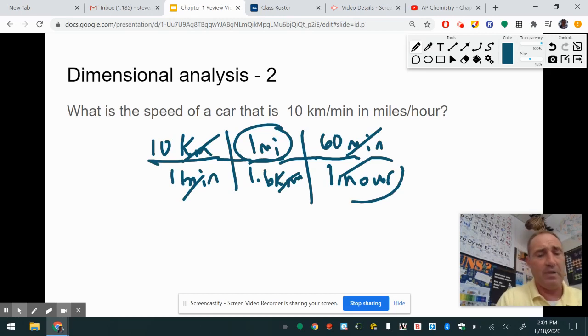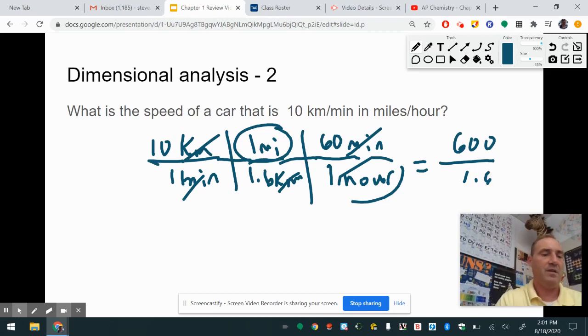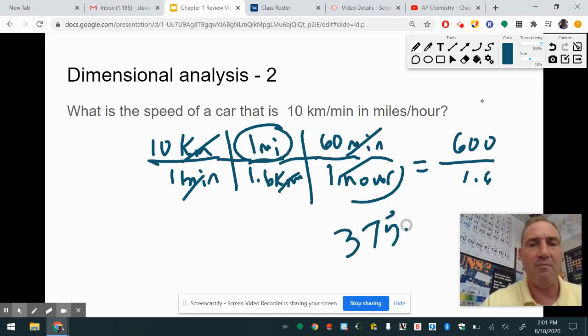So now to do the math, with my trusty calculator, I would do 10 times 60 and hit equals. Technically, what you're supposed to do is take whatever's up top, 600, divided by the product on the bottom, divided by 1.6, which gives me 375 miles per hour. That is dimensional analysis. That's a major way of solving for it.